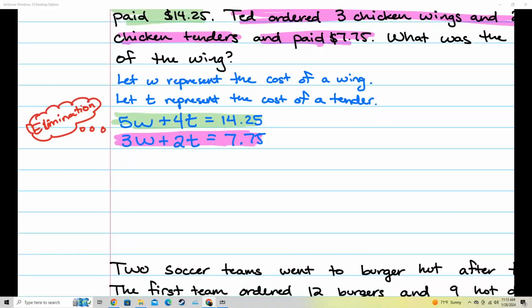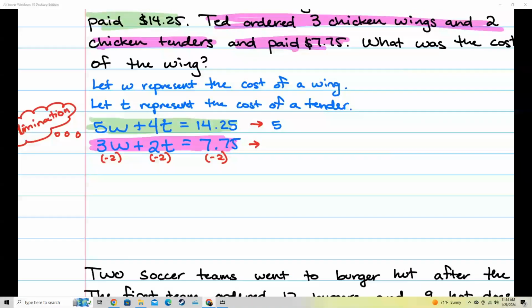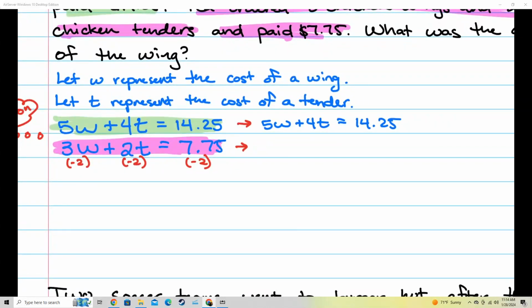If I try to add them right now, they're not going to cancel. So I'm going to take that bottom equation and multiply it by -2. That way I can get the t's to cancel. So I'm going to multiply this by -2, this by -2, this by -2. What do I end up with? I end up with 5w plus 4t equals 14.25. And on the bottom, I end up with -6w minus 4t is equal to -15.50, negative 15.50, excuse me. And again, just use a calculator on that and you should be okay.